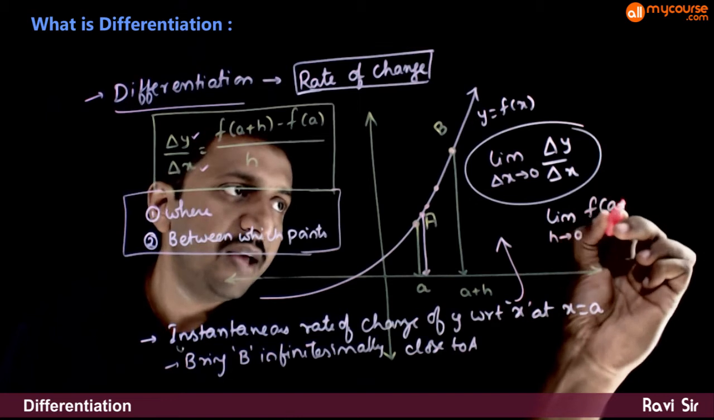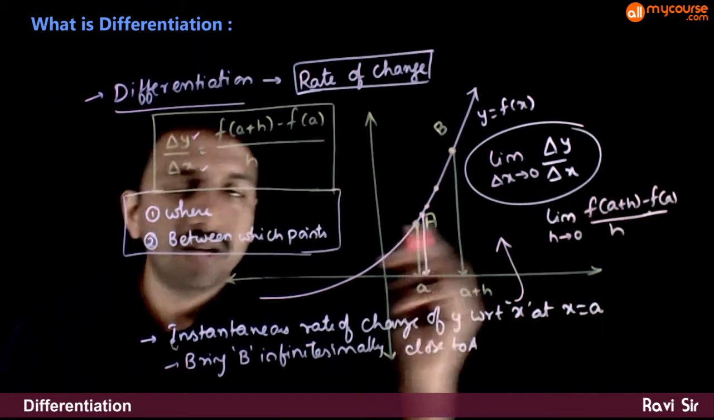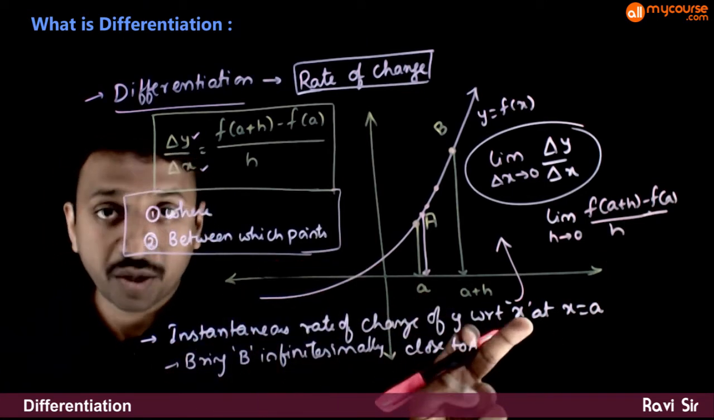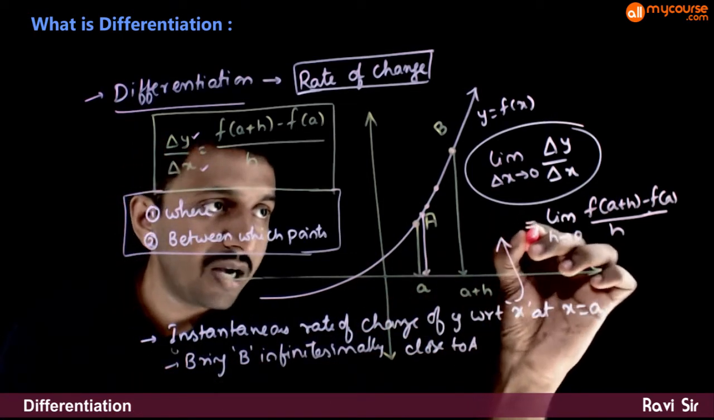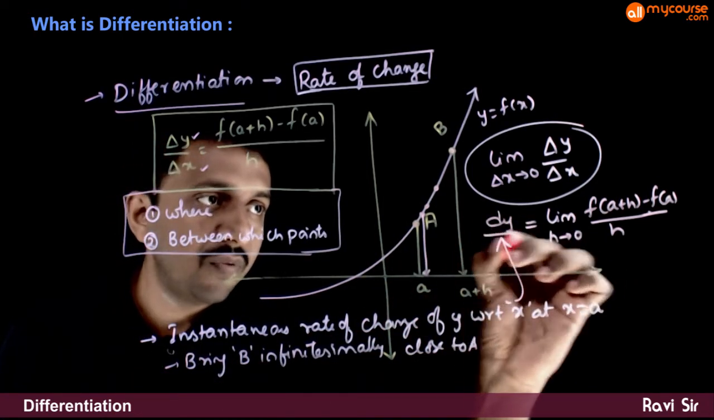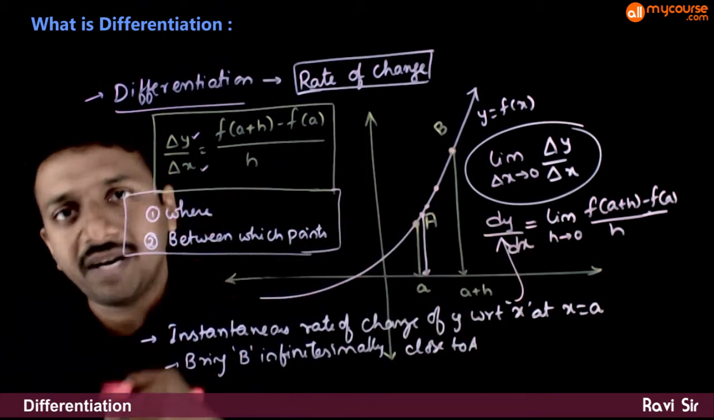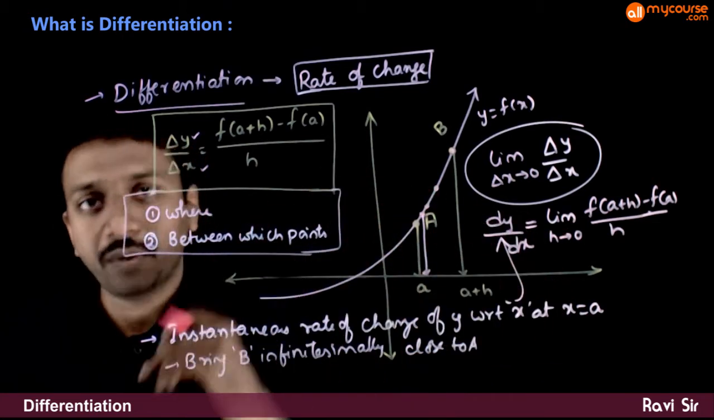f of a plus h minus f of a by h is the instantaneous rate of change of y with respect to x at x is equal to A. So this is called the differentiation of y with respect to x. This is called dy by dx, the differentiation of y with respect to x.